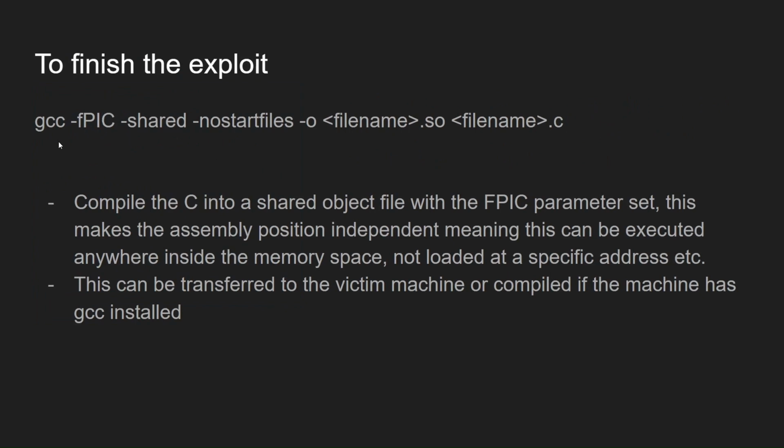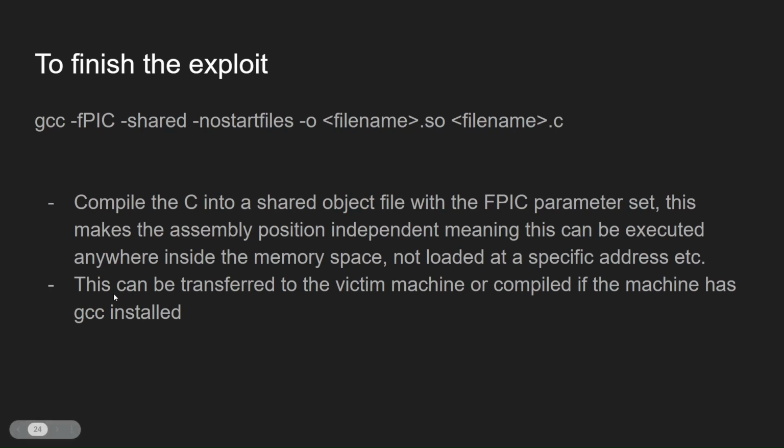So to finish the exploit, this is how you'll compile it. You'll compile the C code with the fPIC parameter, which makes it position independent. In normal cases it would crash if it's not compiled that way. I've not actually tried it without that flag, so it'll probably still compile, but it probably wouldn't work, I imagine, as that just ensures the code can be run anywhere inside the address space and not at a specific place in memory. I'll leave a link if you want to learn more about that. It's more of a relative thing.